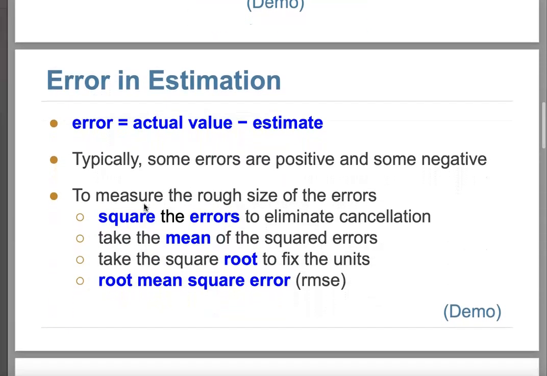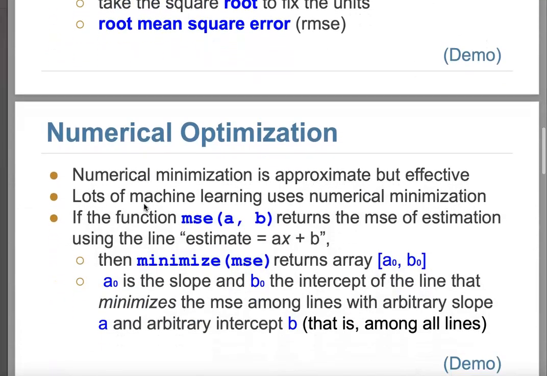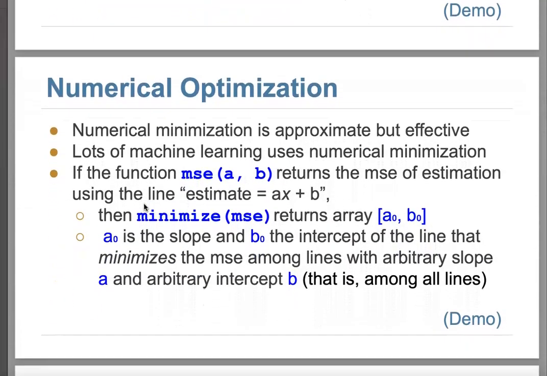Okay, you want to have your error in estimation to be the smallest one. So that's why we try to find the minimal value. So when we want to find the minimum value or maximum value, we call that numerical optimization. Optimization is always where you try to find the smallest value or the biggest value. So the numerical minimization is approximate but effective. So how to find that?